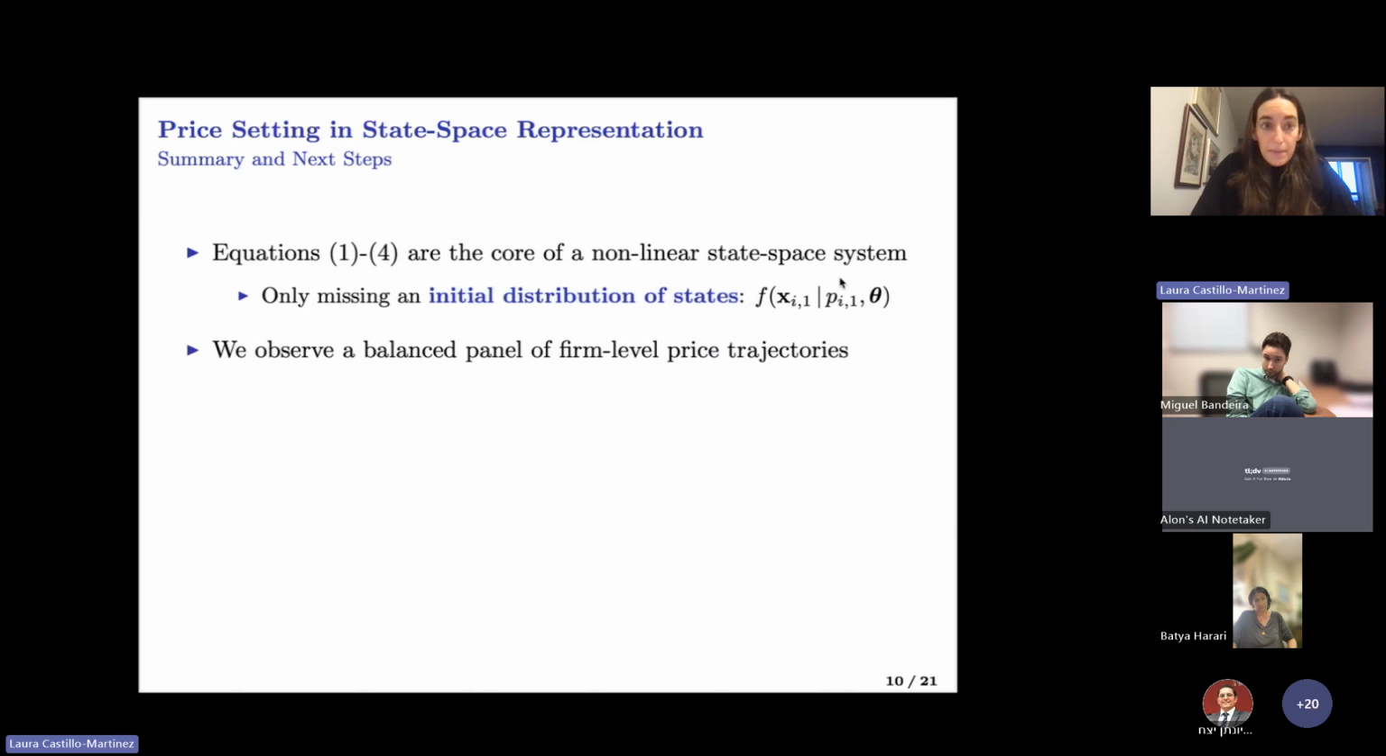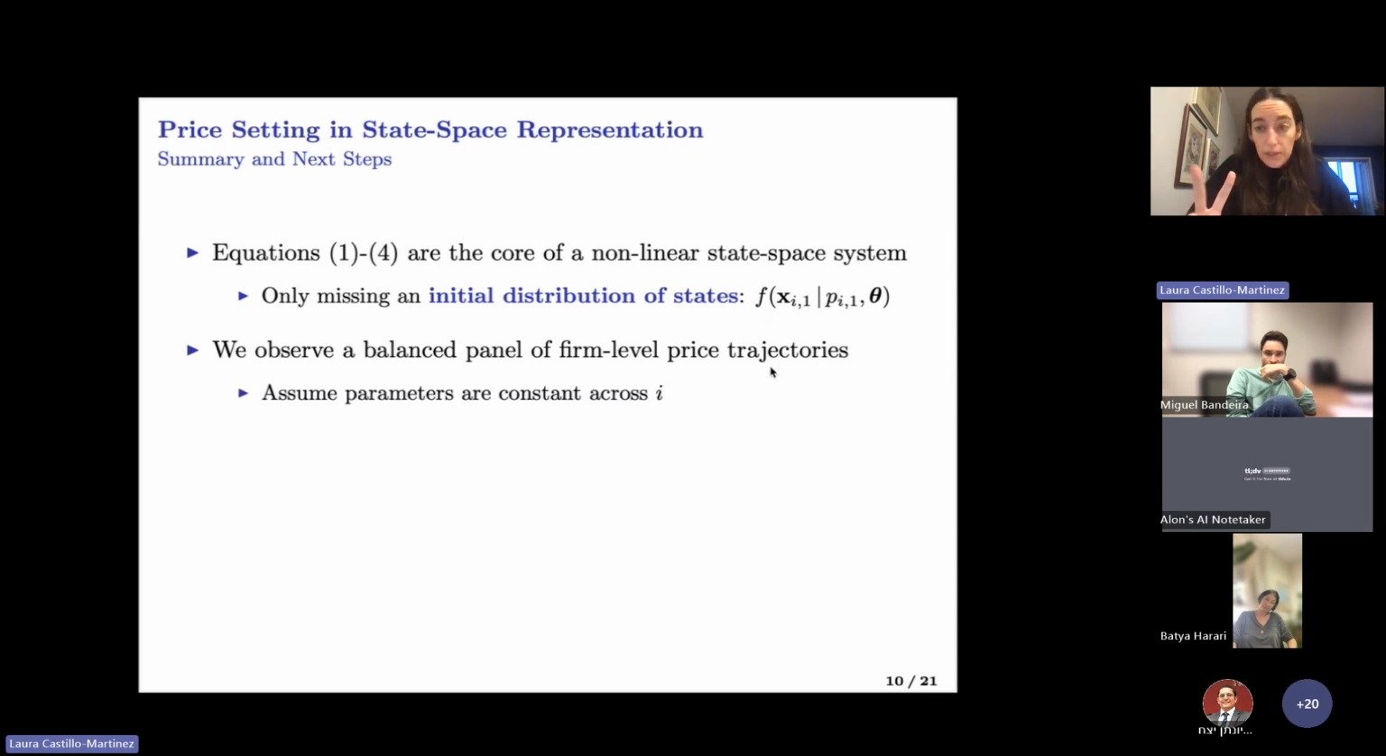One thing that's important: up until now, I was mostly talking about a single firm, denoted by I. But when you look at the data, what you have is a balanced panel of firm level prices. And that's what we're interested in. We're interested in the panel. So we're going to expand the state space representation for a number of firms, no longer one, but I going from 1 up to some capital N.